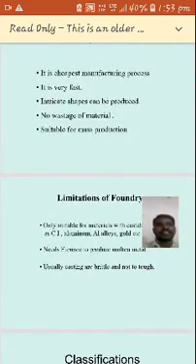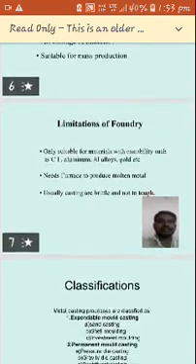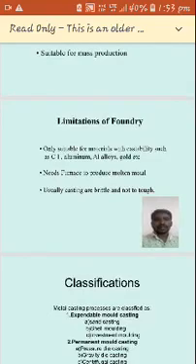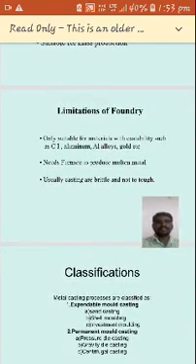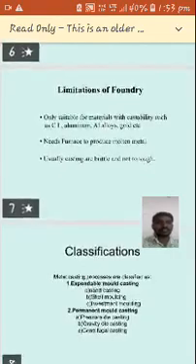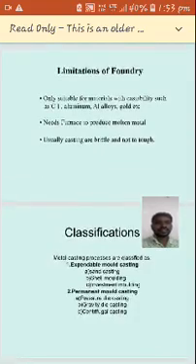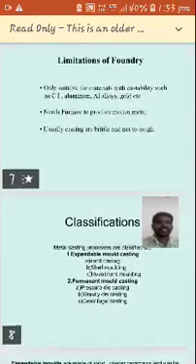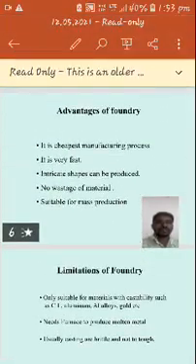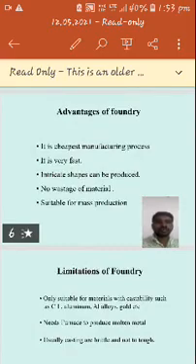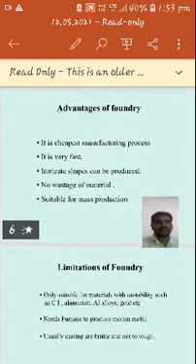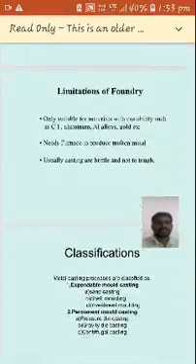Okay. So here are the limitations. See, what are the limitations? It is only suitable for materials with castability, such as cast iron, aluminum alloys and gold. It needs a furnace to produce the molten metal. Usually castings are brittle and not too tough. So these are the few limitations. Advantages and limitations. One more advantage is also there: we can manufacture from 1 gram to 100 tons.